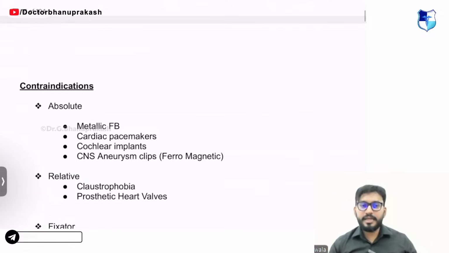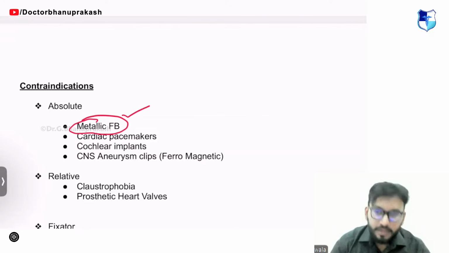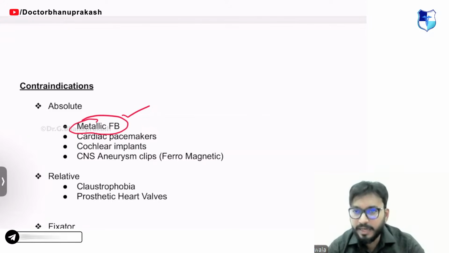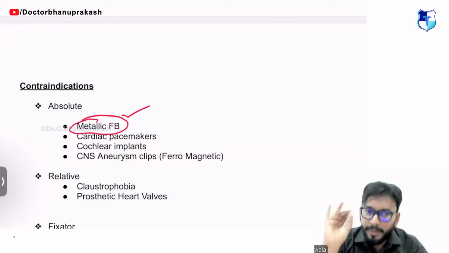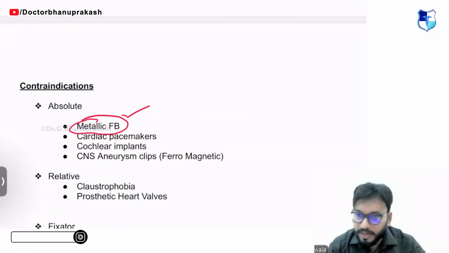Contraindications, guys. Absolute and relative contraindications to MRI are very commonly asked. I told you about the first one. The question has already been asked on metallic foreign body. Which investigation is contraindicated? It is MRI. Others, anywhere where metal is involved, it is a contraindication to MRI.